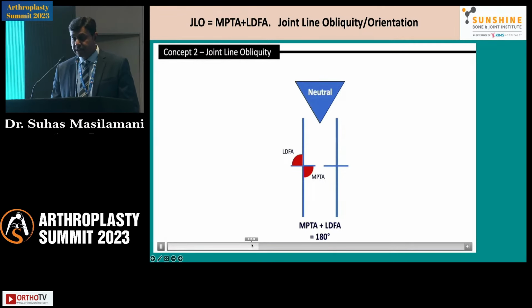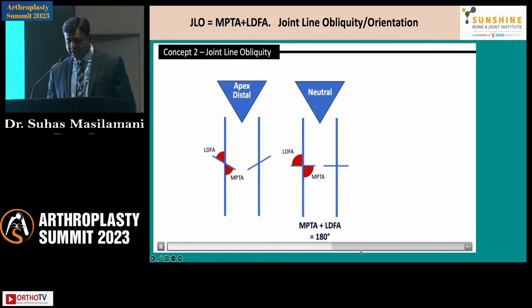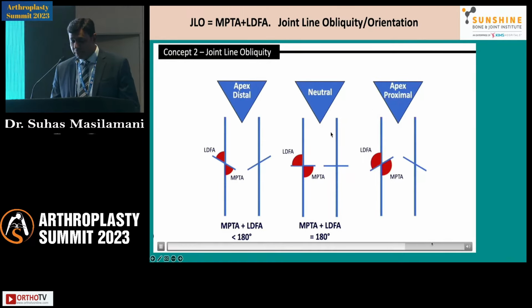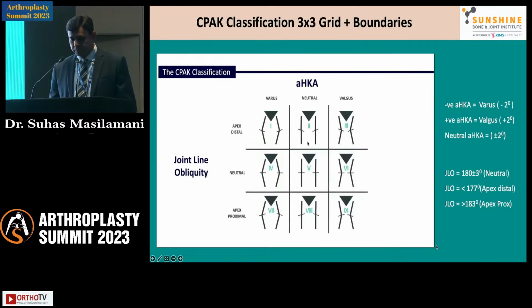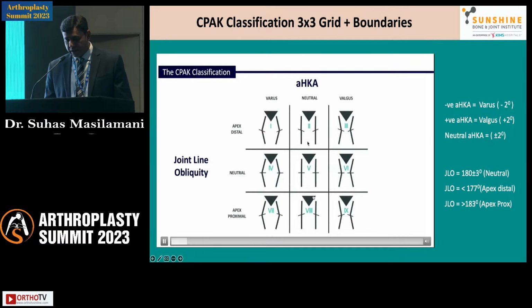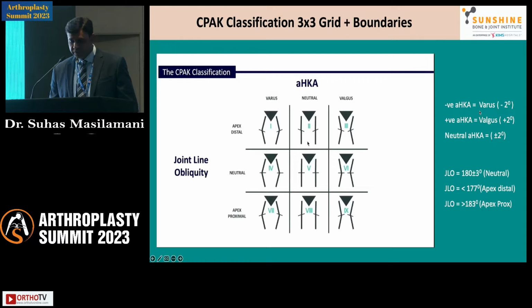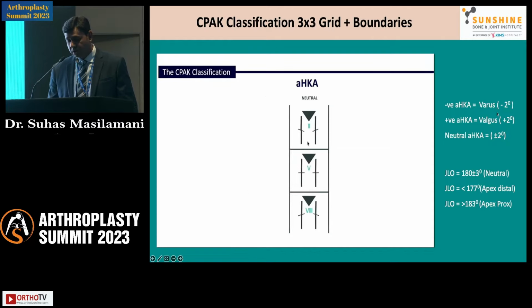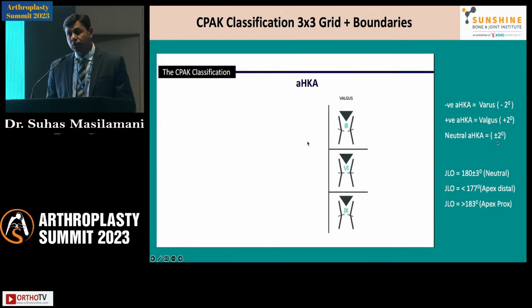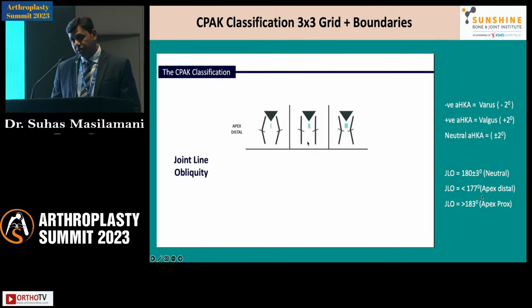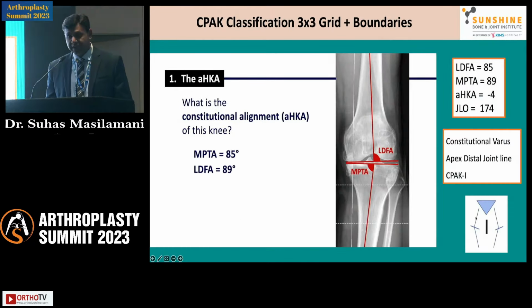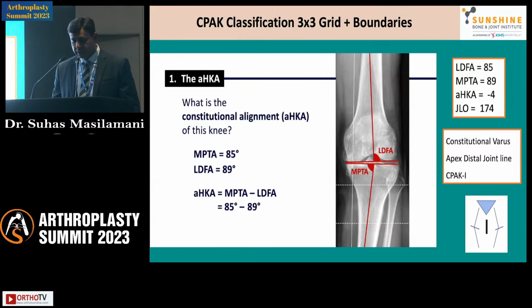If you're 180, it is known as neutral. If you're less than 180, it is known as apex distal because they are meeting distally. And if you're above 180, it is known as apex proximal. So that's how you get this grid. And in the interest of the standard deviation, the ranges have been prescribed as -2 for constitutional varus and +2 for constitutional valgus. Similarly, anything less than 177 is known as apex distal, and anything more than 183 is known as apex proximal. So here is a case example of a patient where you've calculated the MPTA and LDFA.